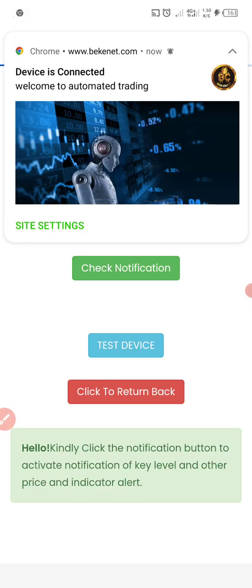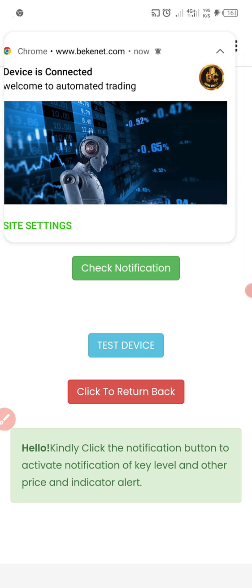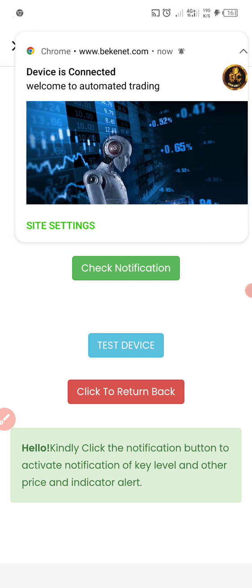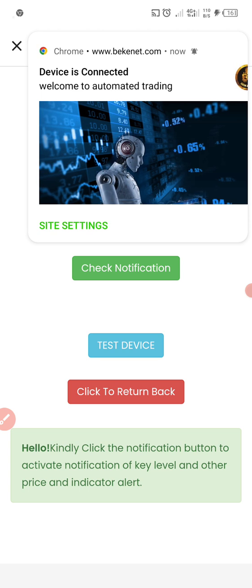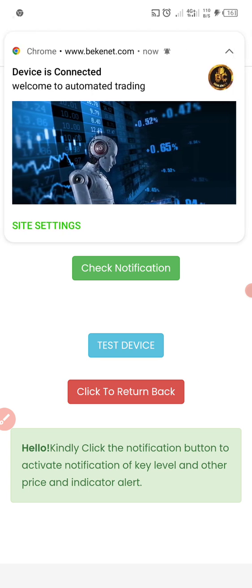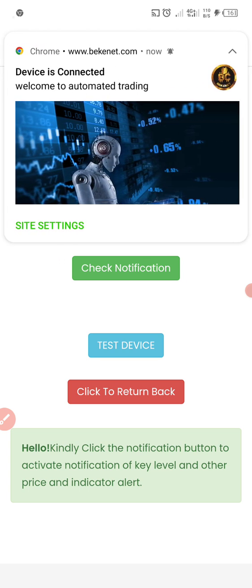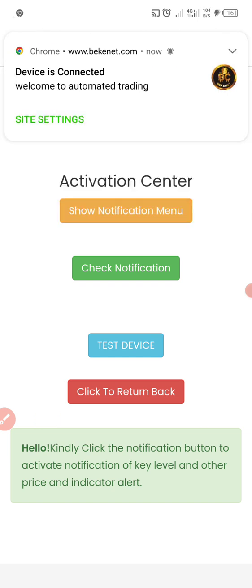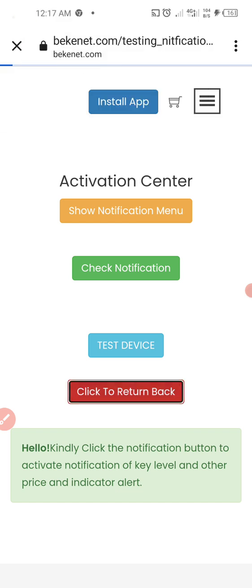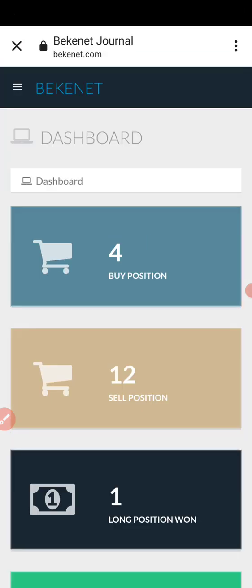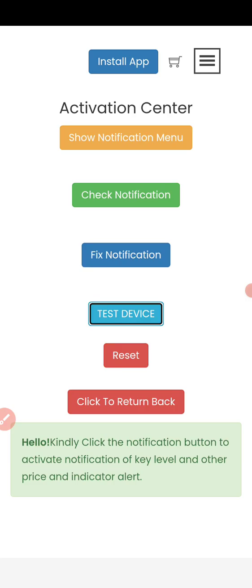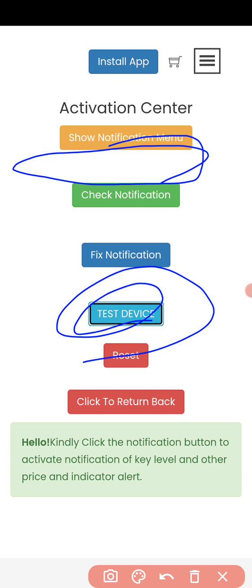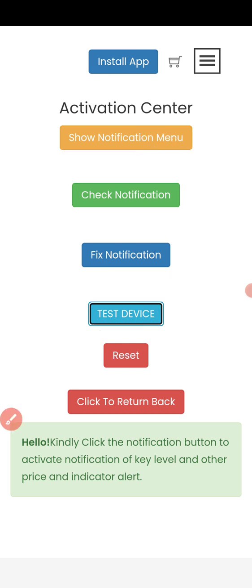As you can see, I just received a notification, which shows that I can get alert notifications of price, of key levels, of anything I want to set on it. I'll be able to receive it. Simple and straightforward. So where you don't receive any of this, you come to this place and click Fix notification.